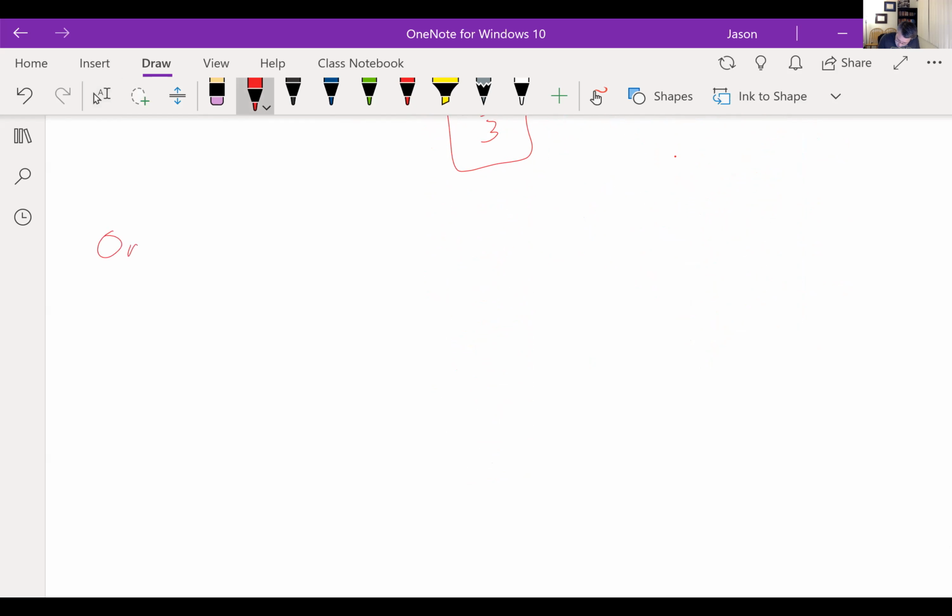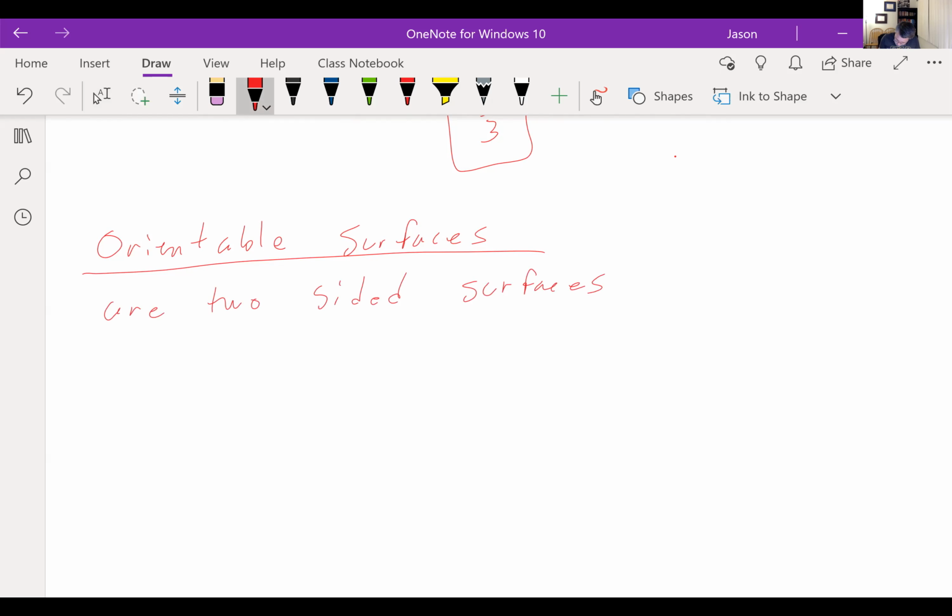Okay, so let's talk about orientable surfaces. These are two-sided surfaces. Say that we're going around this thing, but we have this surface here. Think of it like the top half of a dome.